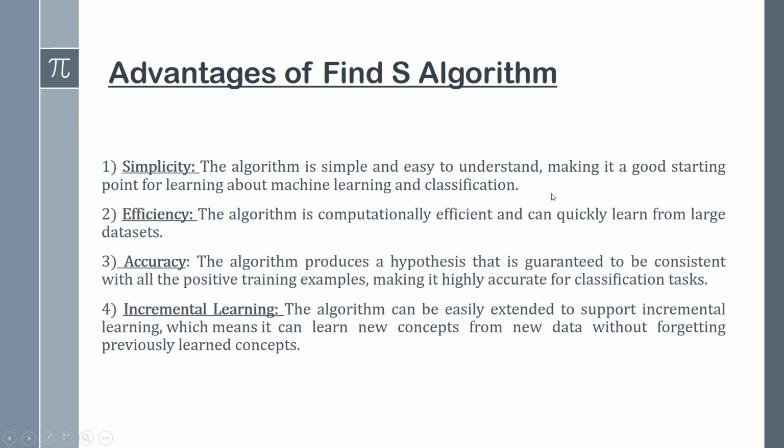The hypothesis suggests that people prefer the objects that are red and small. So what are the advantages of the Find-S algorithm? The first advantage is its simplicity. The algorithm is simple and easy to understand, and it is a good starting point for learning about machine learning and its classifications. The second advantage is its efficiency. The algorithm is computationally efficient and quick to learn. And accuracy: the algorithm produces a hypothesis that is guaranteed to be consistent with all the positive training examples. It is highly accurate for classification tasks.